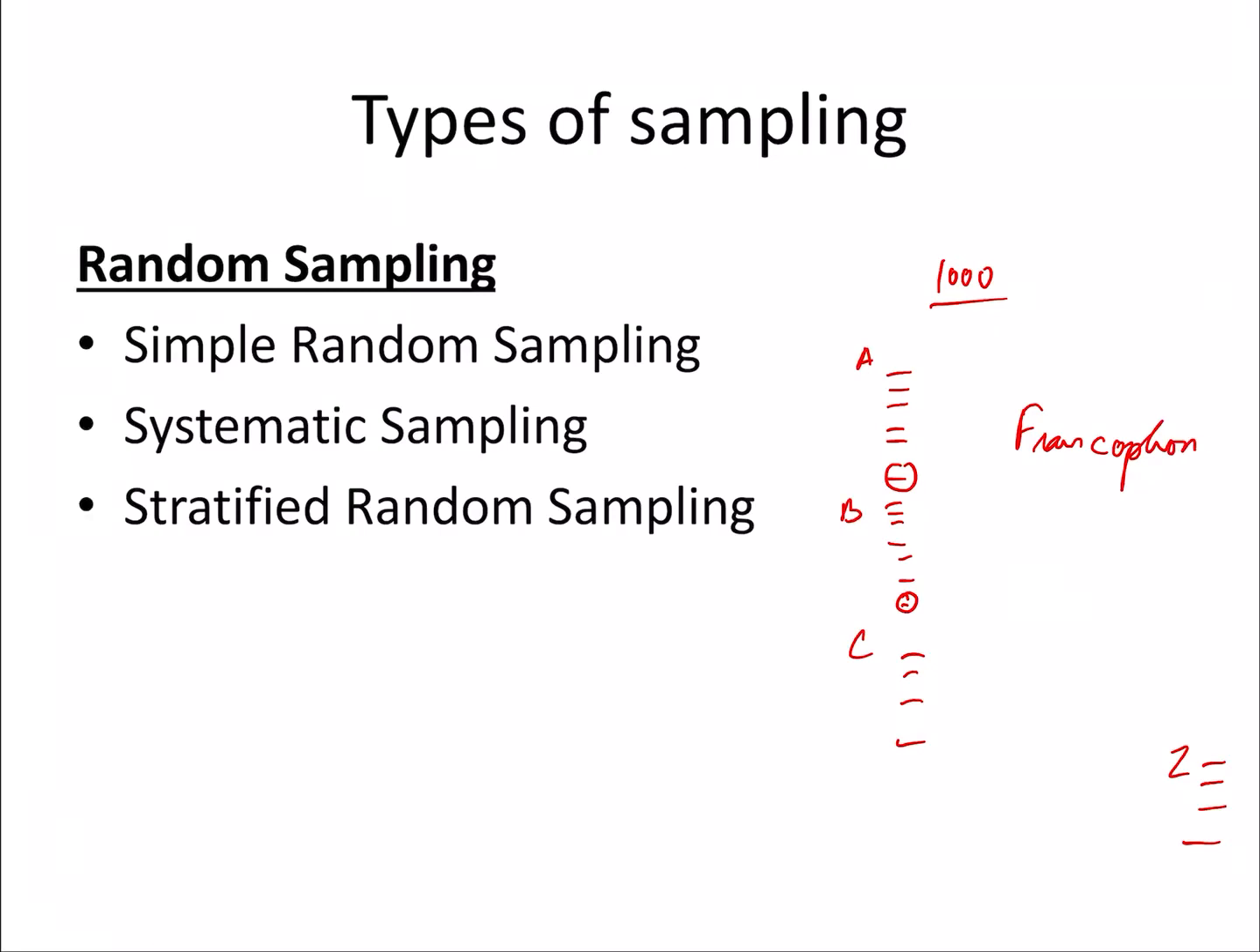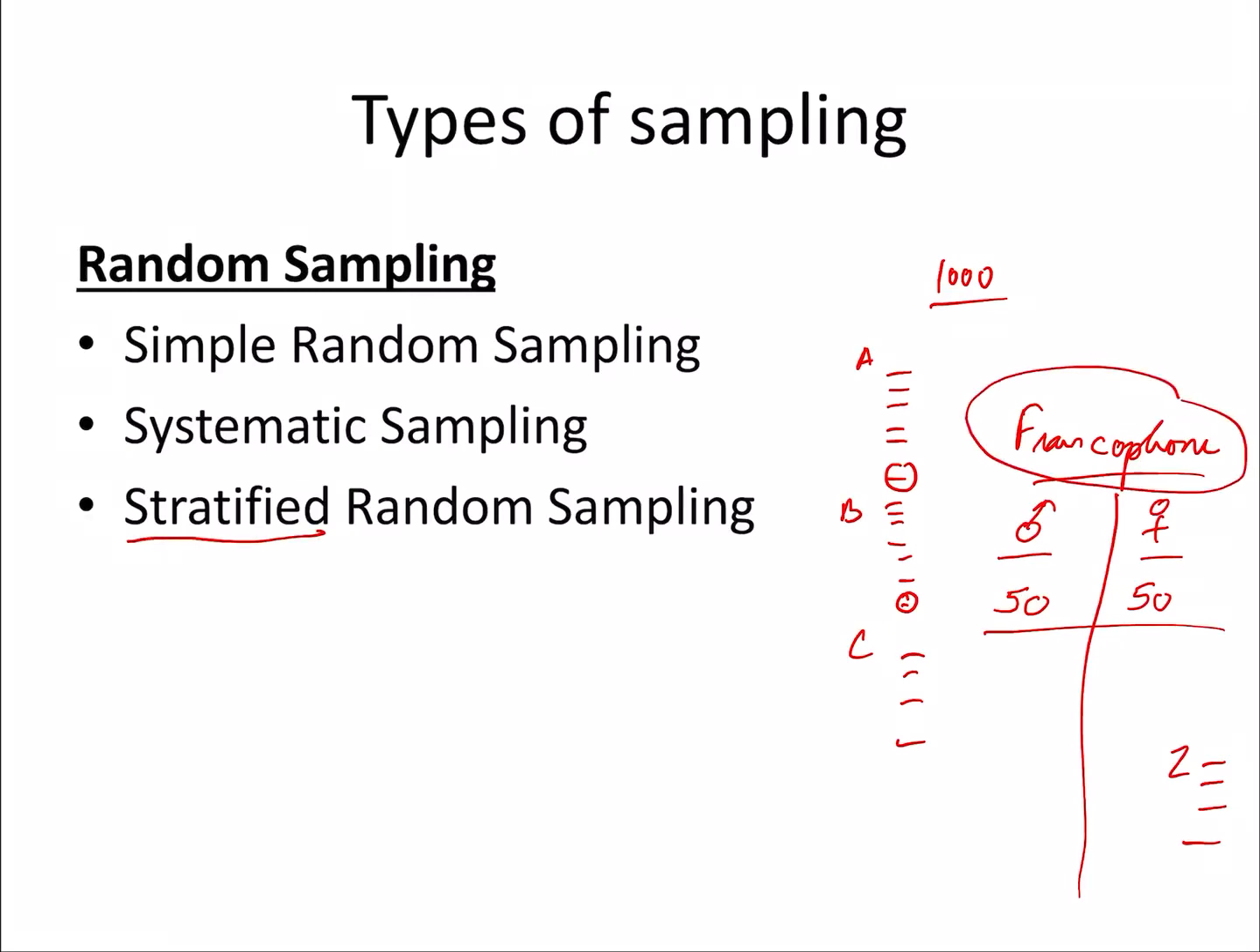When you think about it, you have male students and you have female students. And while you have to pick 50, there's really nothing telling you that you cannot randomize the 50 that you pick. So essentially you're stratifying to pick Francophone students, either male or female, but within that stratification, you're randomizing the sample. So that's called stratified random sampling.